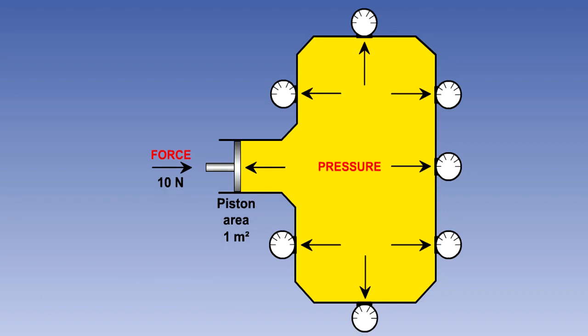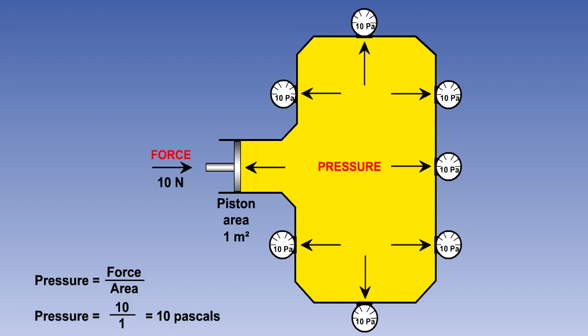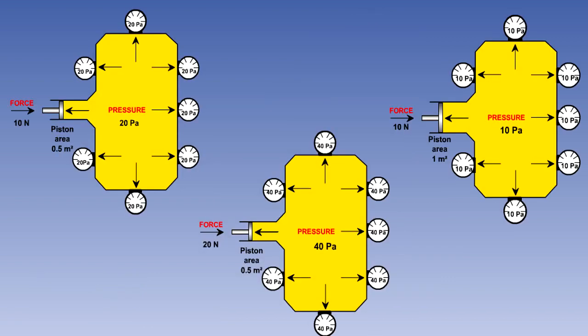If we go back to our original example, but this time increase the area of the piston to 1 square meter, keeping the force applied at 10 newtons, using the formula pressure equals force divided by area, then the pressure will be 10 divided by 1, or 10 pascals. We can see from these examples that the pressure varies in direct proportion to the force applied on the piston, but in inverse proportion to the piston area.